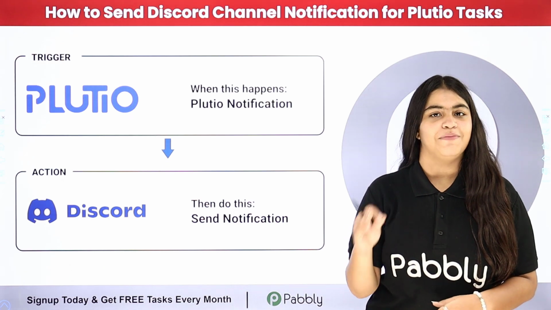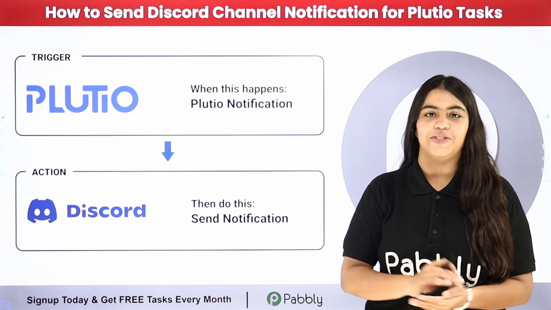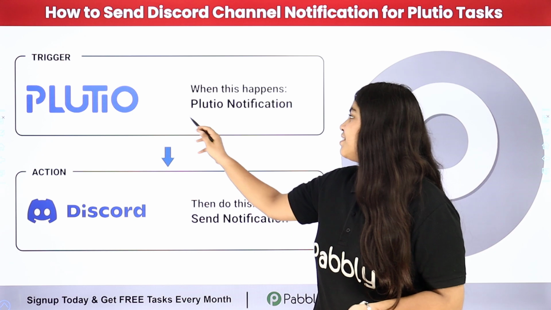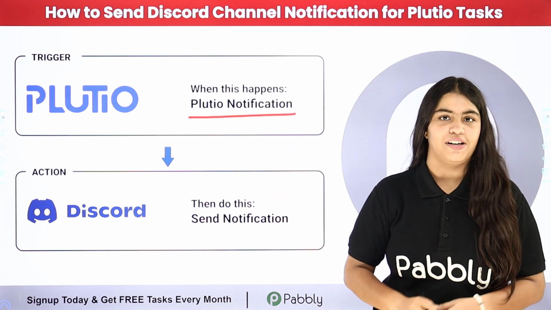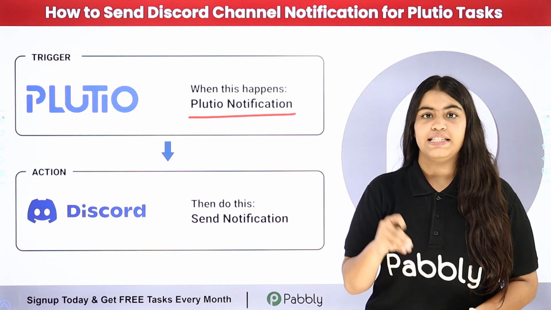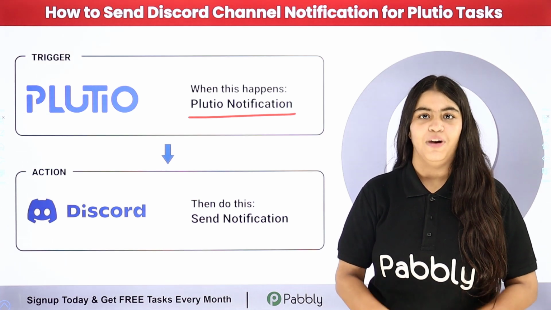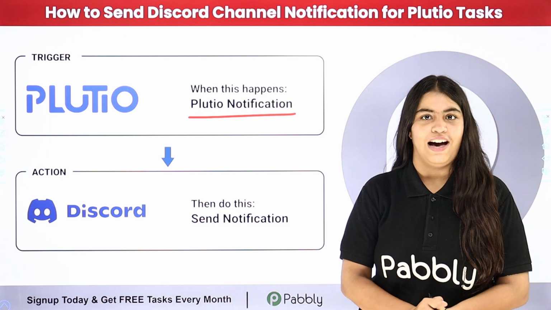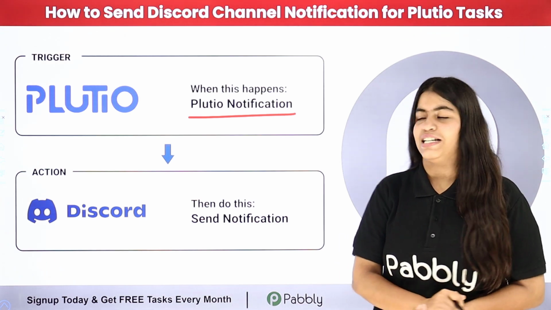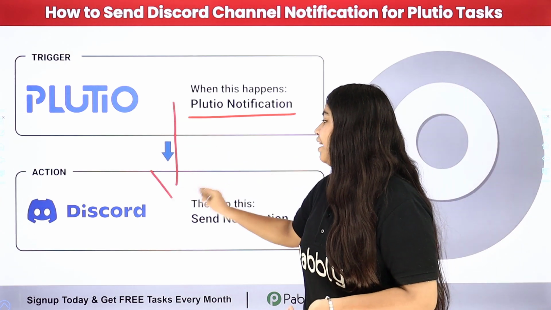I'm managing a project management team, and for that what I want is that as soon as a new task is updated or created in my Plutio account, automatically with the help of the same task details, a Discord channel message should be sent to my team, notifying them about the new task. So to do this, we are going to create a connection between Plutio and Discord.